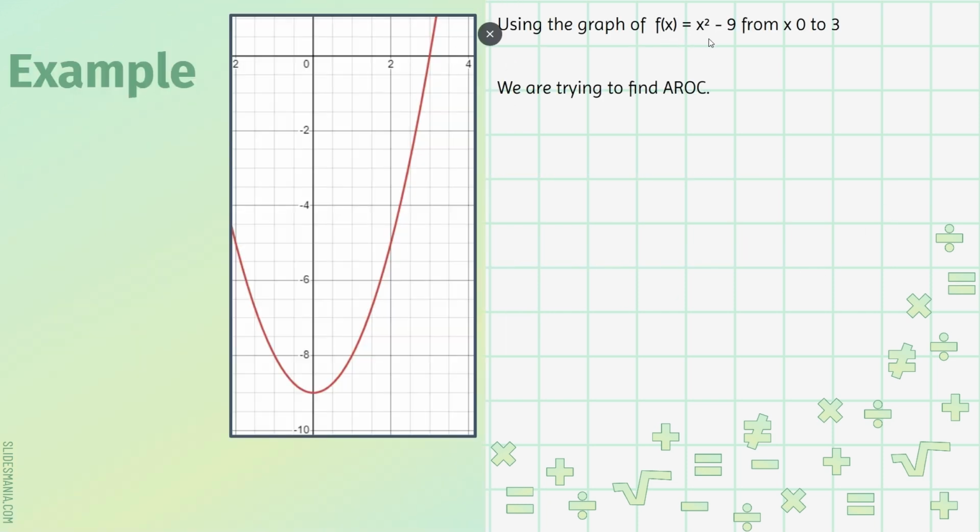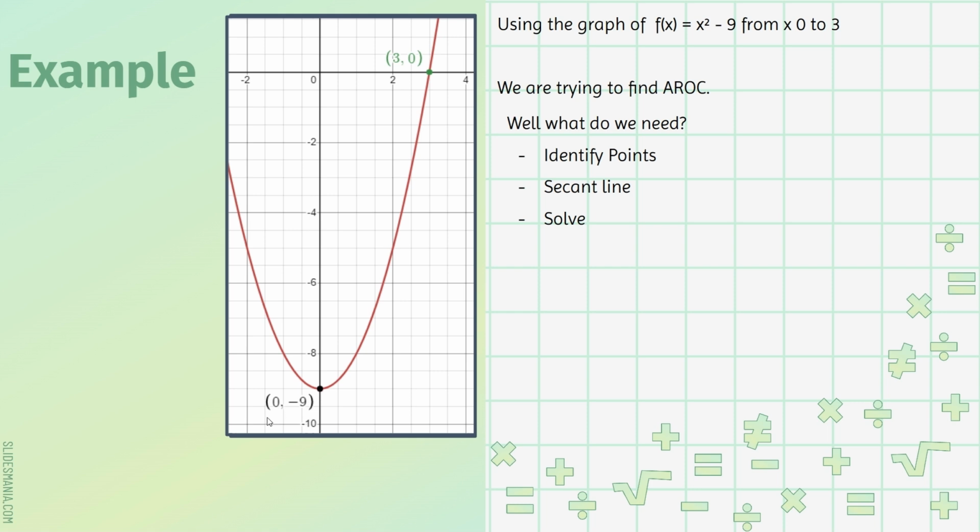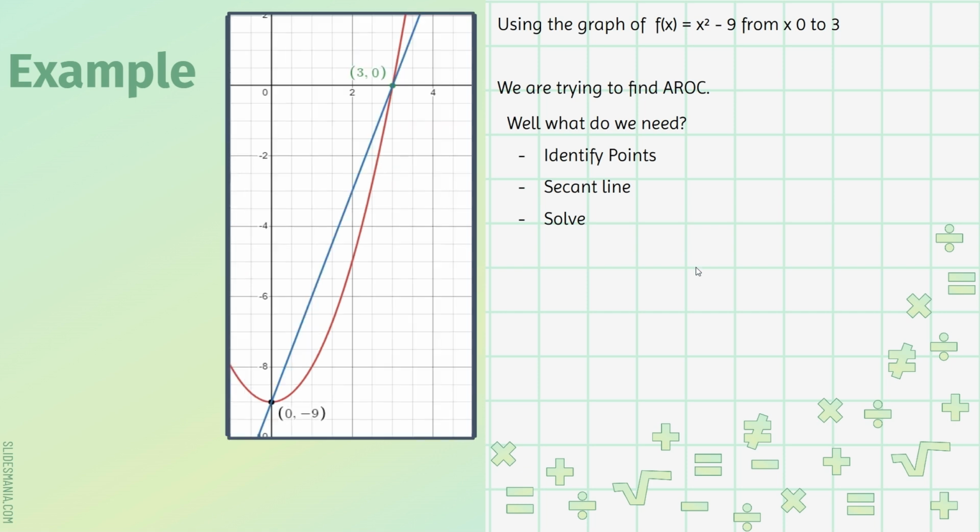Using the graph of f of x equals x squared minus 9 from x equals 0 to 3, we are trying to find the average rate of change. Well, what do we need? We need identifying points. Our first point, (0, -9), and our second point, (3, 0). We need our secant line, and now we need to solve.